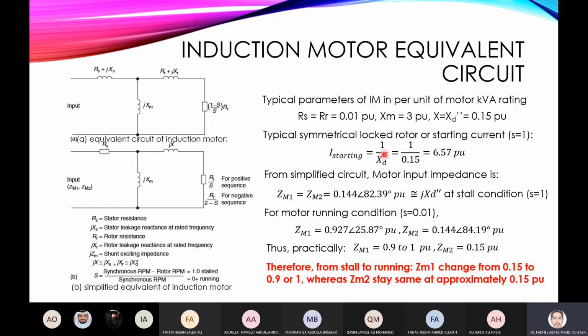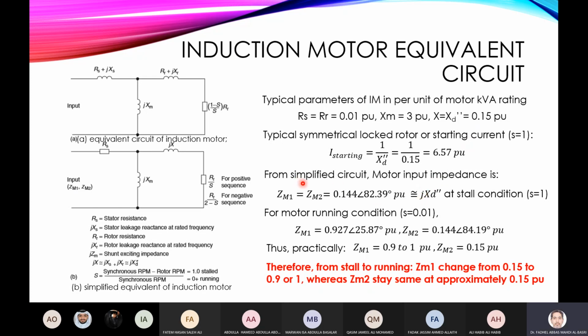If you try to find it, normally this is very large compared to this. The slip is 1, and the resistance is very small. So basically the starting current as a worst case scenario is 1 per unit voltage divided by this, which gives you the worst case scenario for the starting current. This is called the locked rotor current, about 6 times rated, for machines of those parameters.